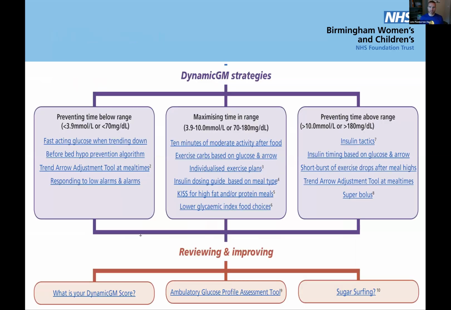So this is what it looks like. Essentially, there's different types of strategies. There's strategies for preventing low glucose levels, strategies for maximizing time in range, and strategies for preventing time above range. We're going to walk through some of these. I don't have enough time to go through all of them, and that's why I'm going to leave you with the Google Drive so you can explore more on your own.